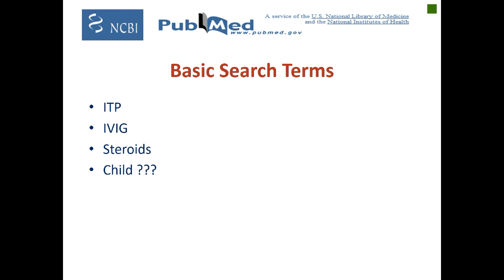From our PICO question, we can pick up our basic search terms, which are in our scenario ITP, IVIG, steroids, or methylprednisolone, child. Usually, we don't need the word child on the PubMed search because there are different age groups we can select from them according to our scenario.